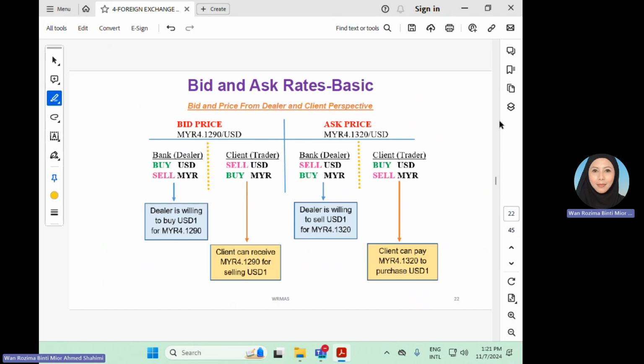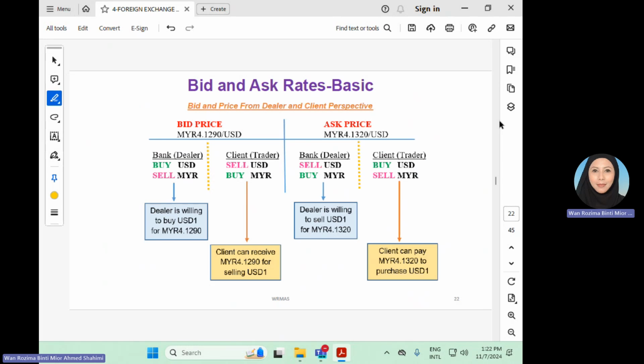Bid price is when, from the dealer's perspective, the dealer buys USD and sells Malaysian ringgit. The dealer is willing to buy $1 for 4.1290 Malaysian ringgit. Meanwhile, for the client, bid price means willing to buy Malaysian ringgit. The client can receive 4.1290 Malaysian ringgit for selling $1.